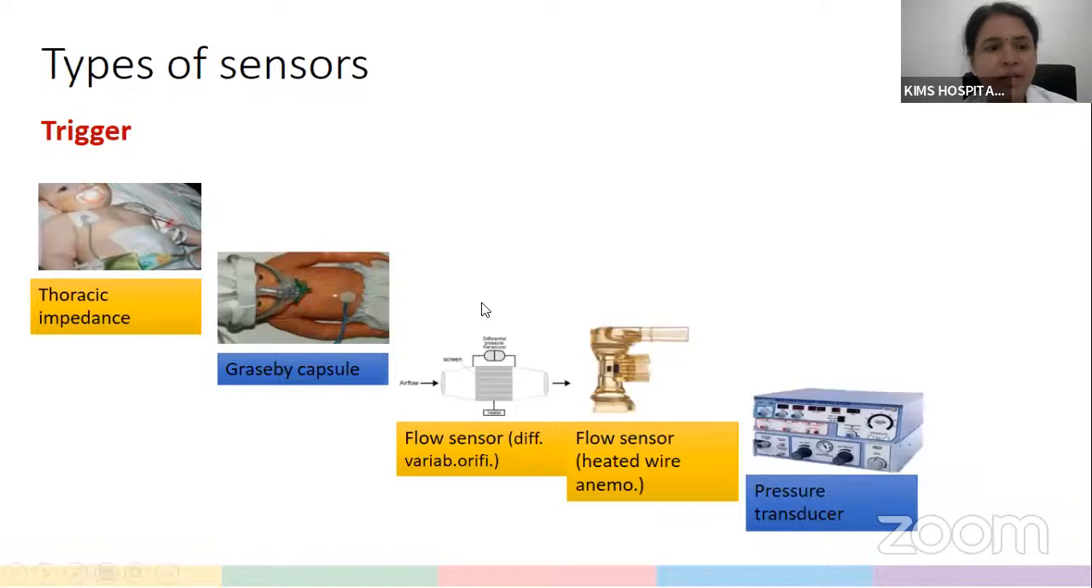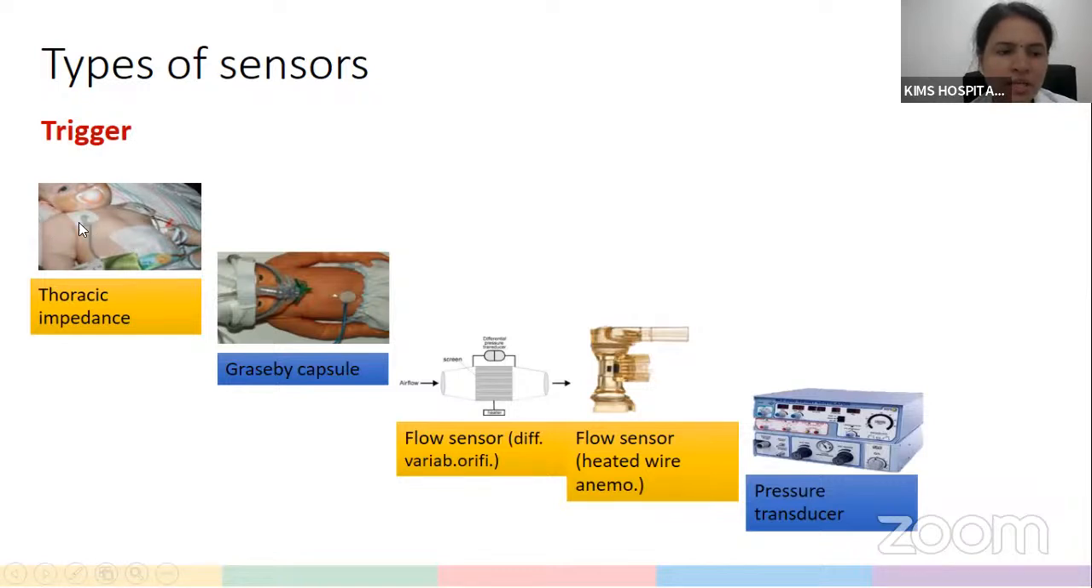To do this, we need a sensor which detects that the patient has initiated breathing. This can be in the form of thoracic impedance meters, which were used earlier with the Sechrist ventilator, which is no longer in use these days.